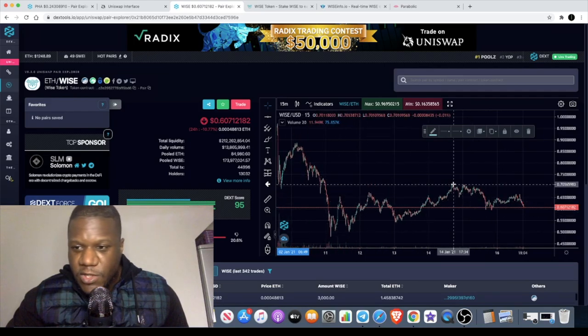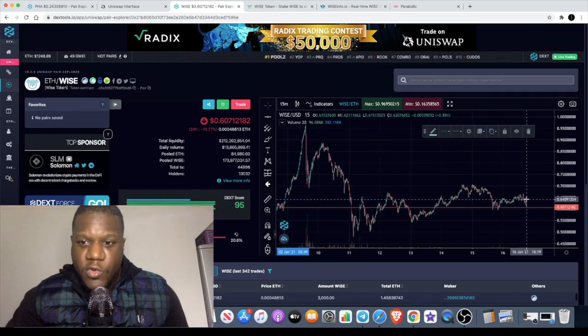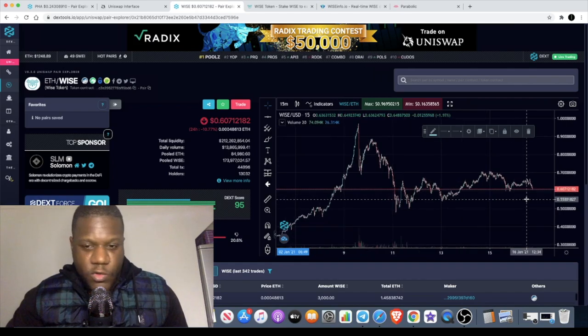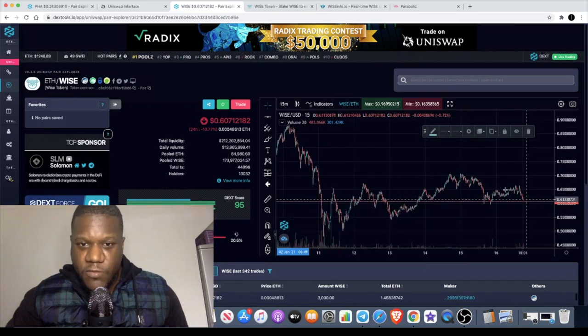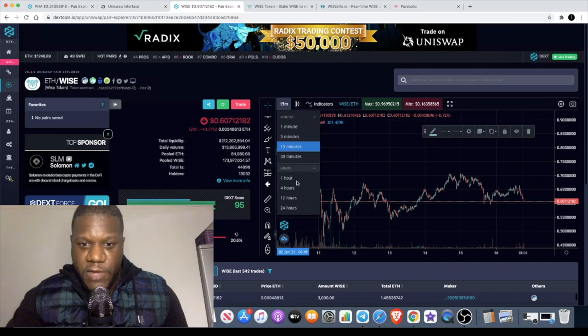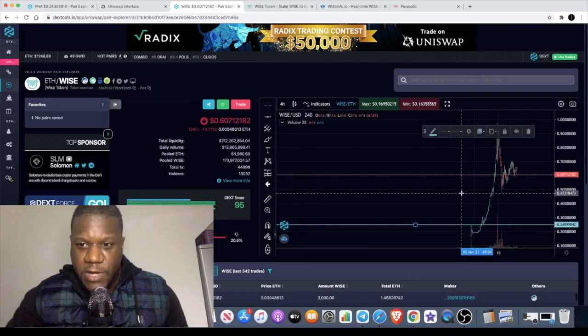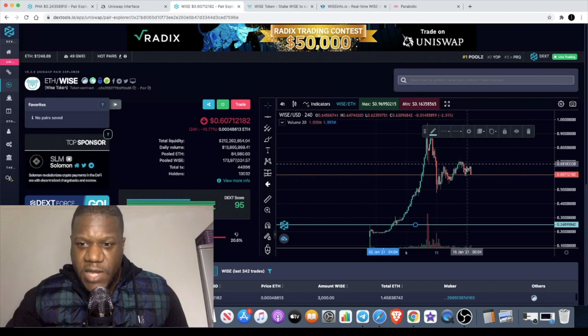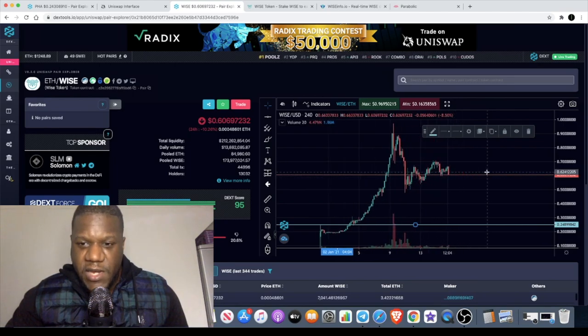It did look like it wanted to break the 70 cent mark and continue to the upside. However, that has been rejected. And of course, we have to look at the price of Ethereum also when we're looking at the price action for Wise. Of course, we are on a lower time frame, so I'm just going to increase that to the 4 hour, and you'll see that it has been maintaining some strength above this level around 56 cents. We're not really in any danger.